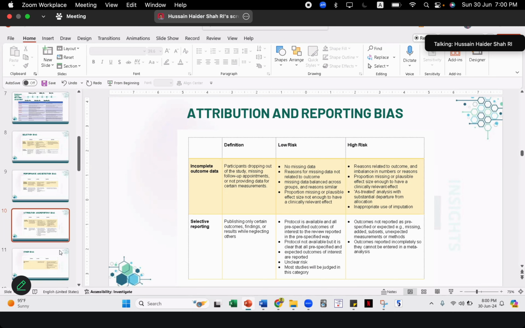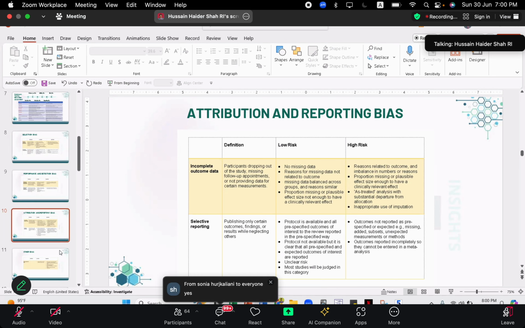I will give you an example right after these slides, which will greatly help you in understanding which statement tells you whether an article has low risk or high risk for these questions.